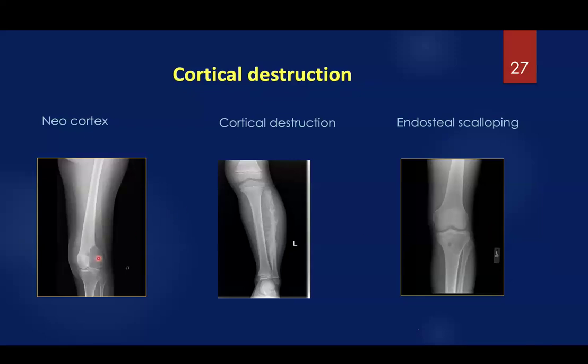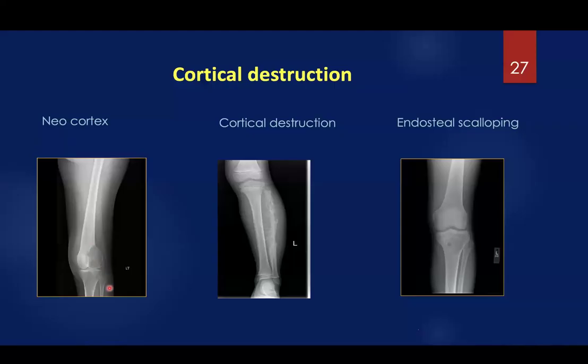Now let's look at the cortical destruction. This is what we call neocortex. And let's agree on something: always look at the radiology as a reflection of the behavior or the biology of the tumor. So by this neocortex, if we talk about neocortex here, this here is neocortex. Neo means new, so basically it is not the original cortex. It's a new cortex. So the original cortex is right at this area, while this is a new one.